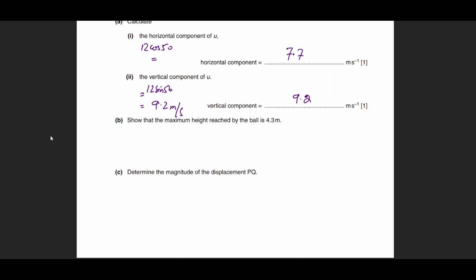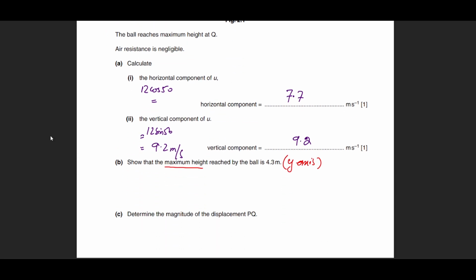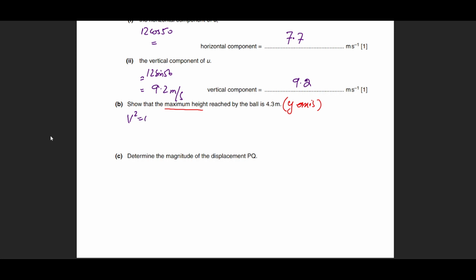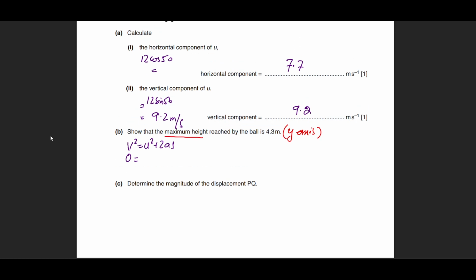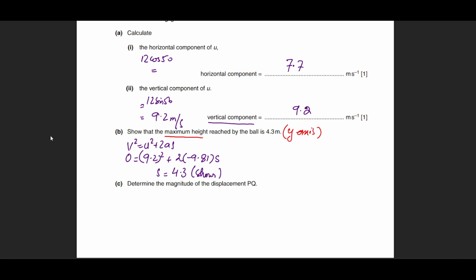Now let's find out the question. He says maximum height, and of course this is being affected by the y-axis component only, because only that component is affected by gravity. So this is that maximum height that he wants us to find out. Let's use the equation v squared equals u squared plus 2as. The final speed will be 0. The initial vertical speed going upwards is 9.2, so 0 equals 9.2 squared plus 2 into negative 9.81 into s. When you find s, you get the answer of 4.3, which is shown to the examiner, whatever he wanted from us, right?